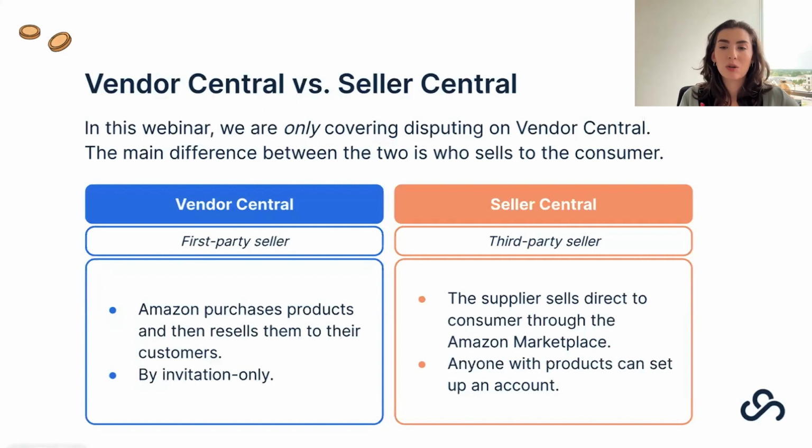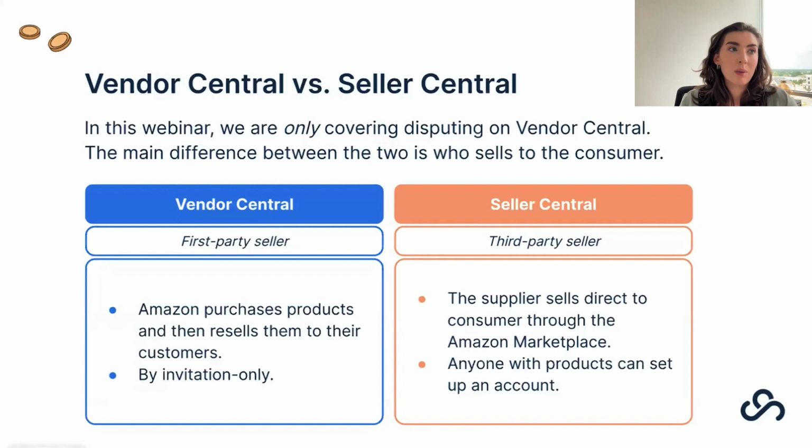For Seller Central, who we won't be focusing on a whole lot today, it's a third-party seller. The supplier is actually going to sell directly to the consumer through Amazon Marketplace, and anyone with products can set up an account. A good way to think of this is your mom and pop just starting, or someone with an Etsy shop who wants to move over to Amazon for another avenue to sell their products. That would be one example.